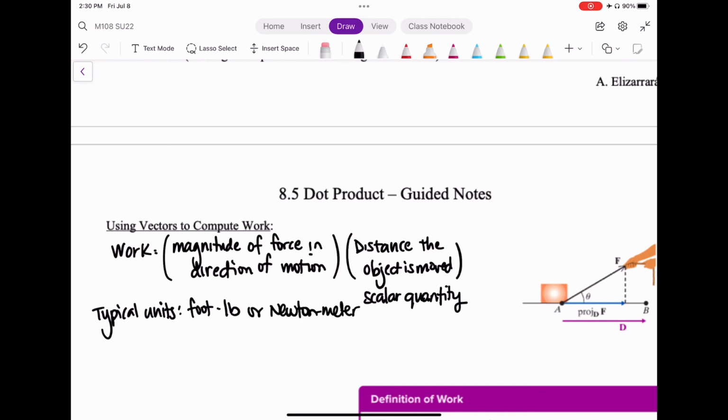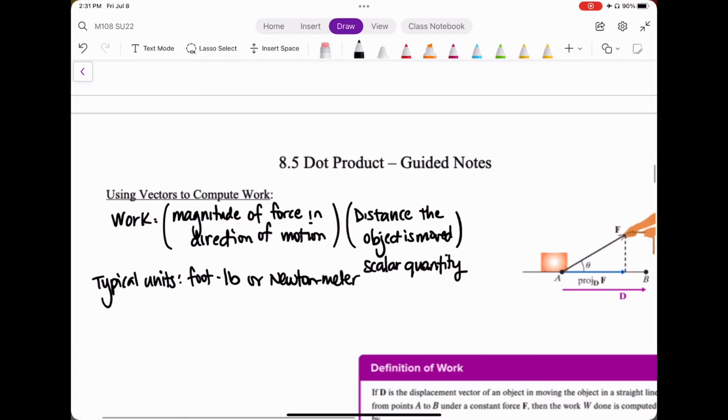It's important to note that the magnitude of force has to be in the direction of motion. And if you're dealing with a force vector that is not directed in the line of motion, you only use the component of the force in that direction when you're calculating the work.